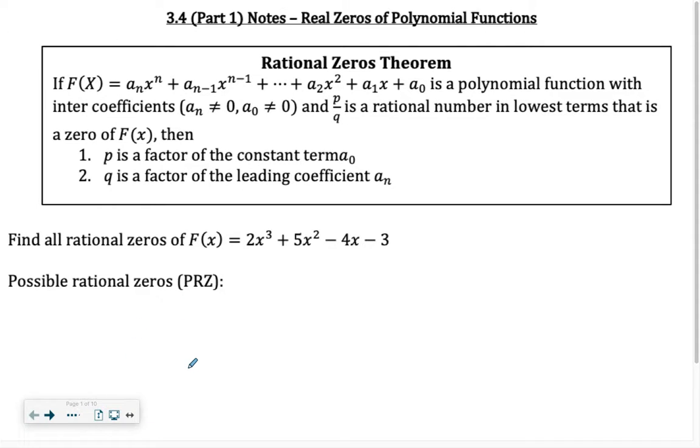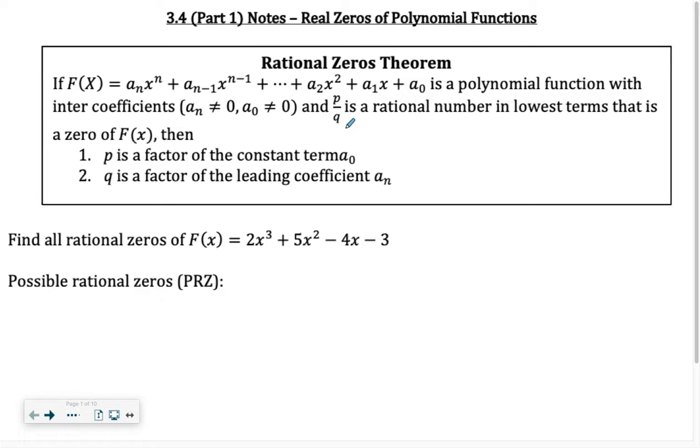All right, in 3.4, we are going to take a look at zeros of polynomials. So the first idea that we're going to look at is the rational zeros theorem. This is going to allow us to make a list of all of the possible rational zeros. And remember, a rational number is just something that can be written as a fraction.